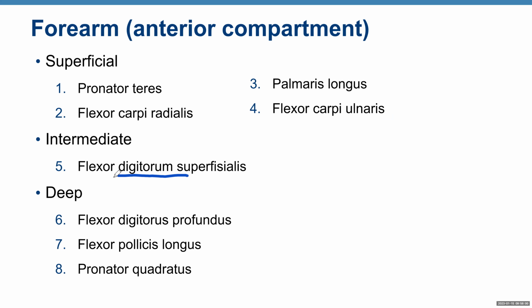Flexor digitorum superficialis flexes your fingers. Flexor digitorum profundus flexes your fingers as well. Flexor pollicis flexes your thumb, your pollex, your big finger, your thumb. And pronator quadratus pronates your hand.